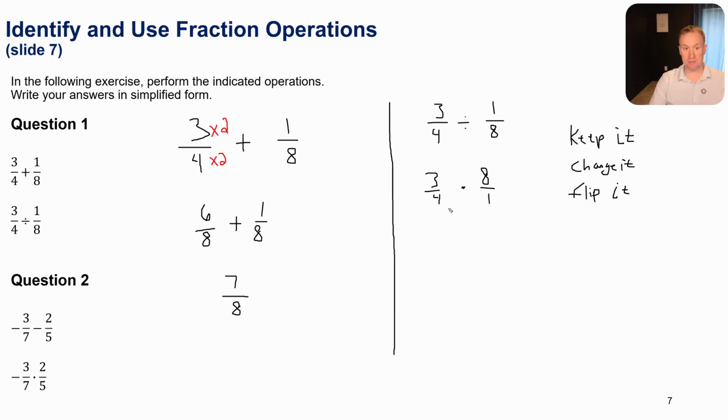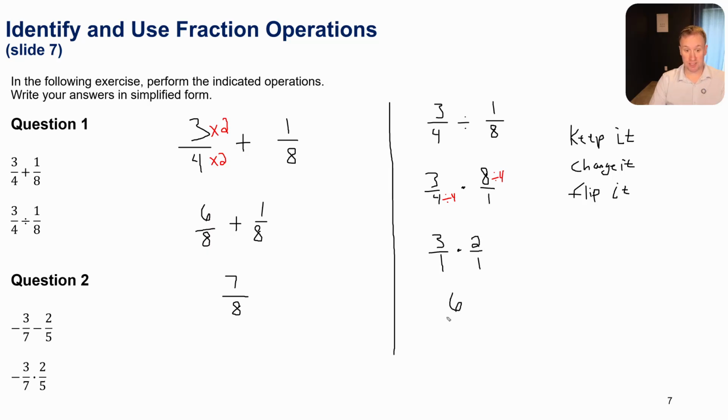Next, I recommend simplifying to start. This keeps the numbers a little smaller, so we can simplify by cross-reducing, looking diagonally and seeing, can we reduce it? And in this case, we can. I can't reduce 3 and 1, but I can reduce 4 and 8 by a factor of 4. So I can divide both 4 and 8 by that factor of 4, and then rewriting my fraction, I now have 3 over 1 times 2 over 1.